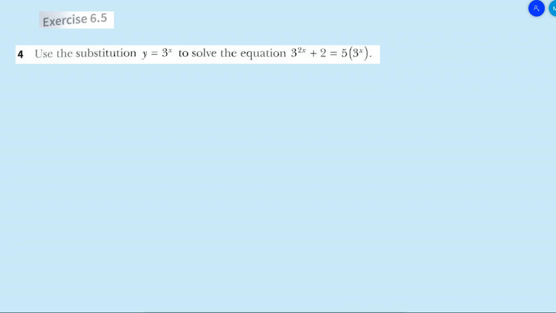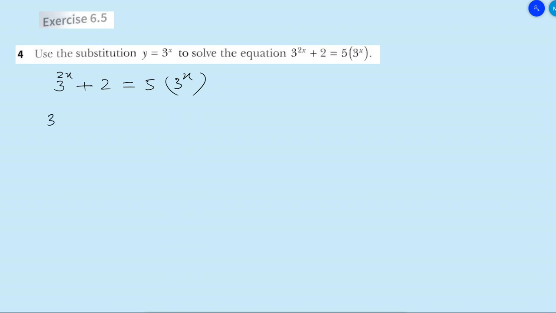Here we go. Question number 4. Use the substitution y equals 3 power x to solve the equation 3 power 2x plus 2 equals 5 into 3 power x. Very easy question. First write the given equation: 3 power 2x plus 2 equals 5 into 3 power x. This is 3 power 2x.